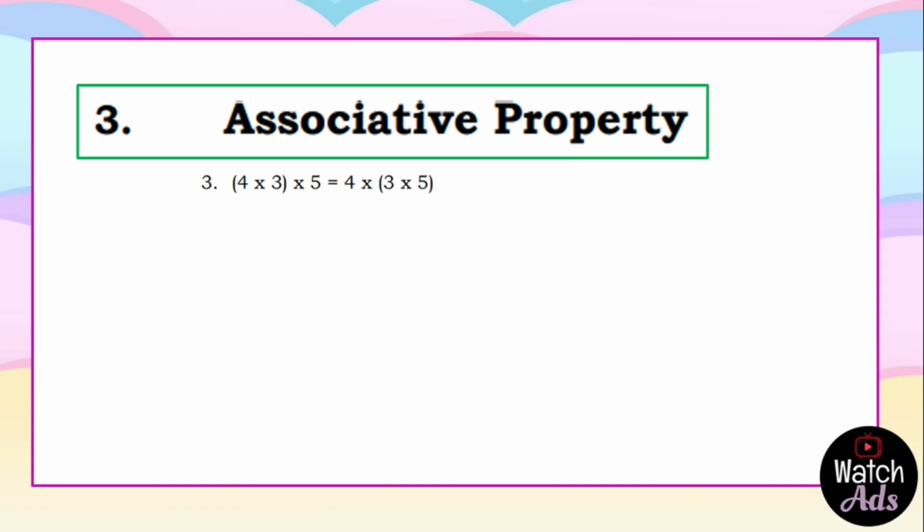Let's try multiplication. We multiply 4 and 3 first, and then we multiply the product by 5. And on the right side of the equation, we multiply 3 and 5 first before we multiply it by 4. In this rule, we are following the PEMDAS rule. If you have heard about that, you operate first the quantities that are in the parentheses and exponent, then second multiplication and division before you proceed to addition and subtraction. That is applied in the associative property.